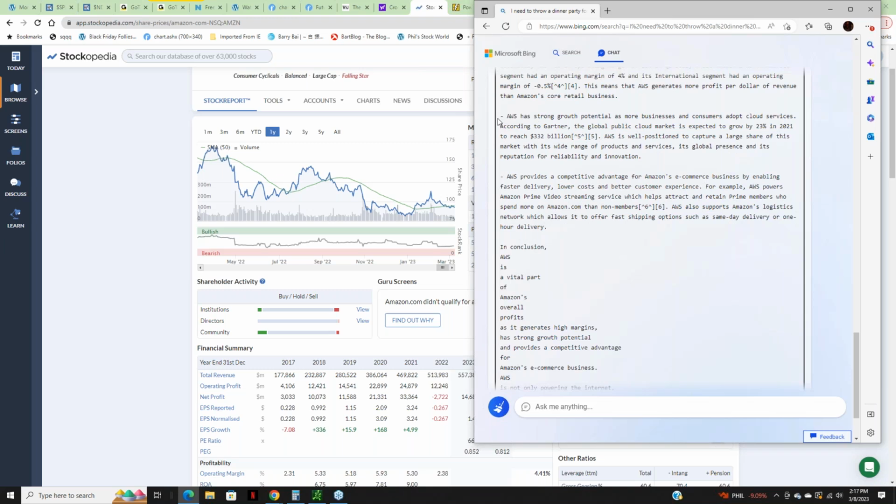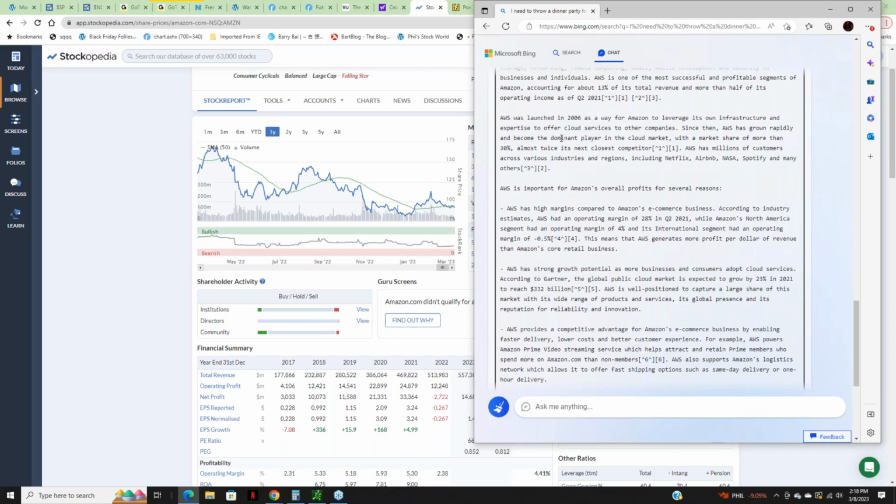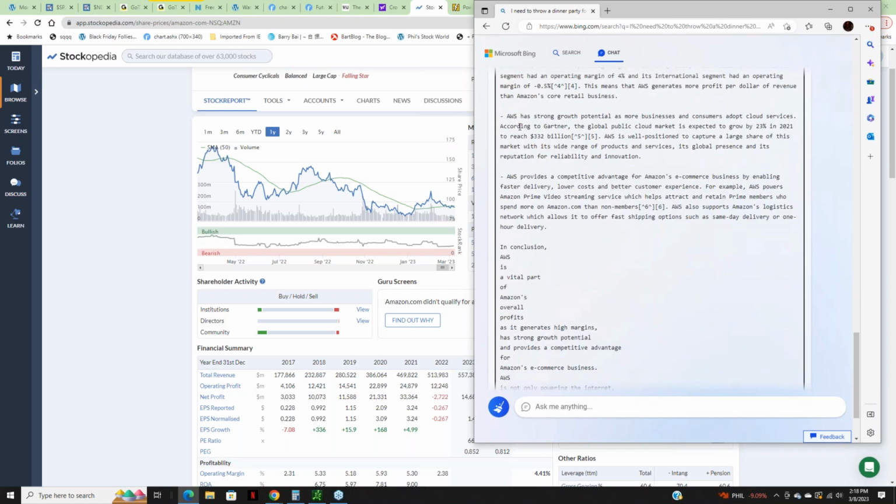Maybe because I know all this stuff, it makes this more useful to me than it would be to most people. But it's so nice to be able to see that and focus my attention and say, oh yeah, okay, I know that, and I forgot I didn't mention this. I should have talked about this in more depth. AWS has strong growth potential as more businesses adopt cloud, and of course that's true now with AI.